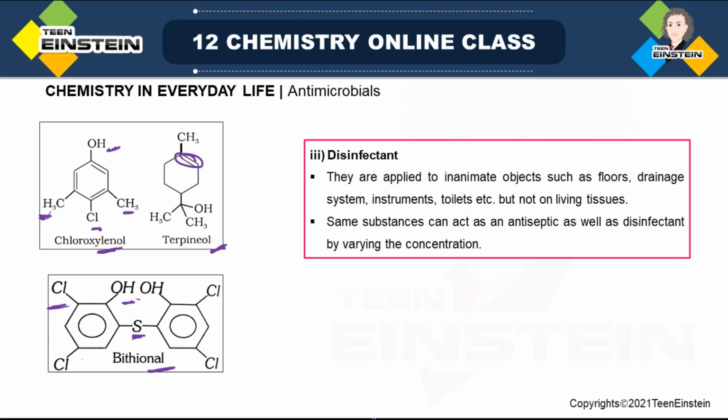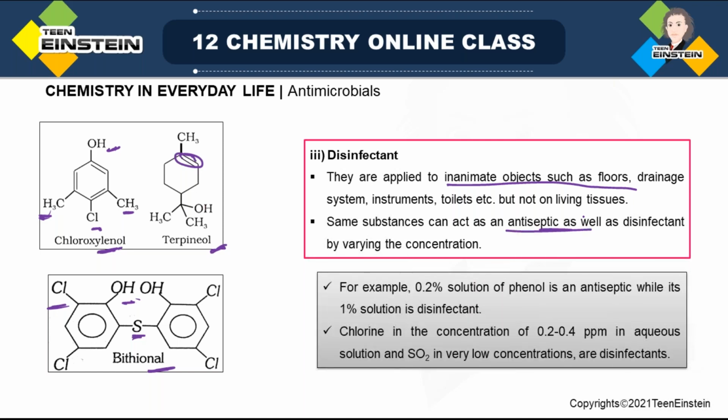Now, after this, the third one after antiseptic is disinfectant. They are applied to inanimate objects such as floor, drainage system, instruments, toilet, but not on living tissue. That is also a difference with antiseptic, because antiseptic you can apply directly on living tissue or wounds, burn areas, but not this one. It is only for inanimate objects. Now, the same substance can be antiseptic as well as disinfectant, depending on the concentration you are using. Depending on that, you can use it directly on wounds, cuts, or on inanimate objects.